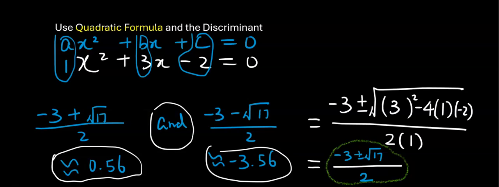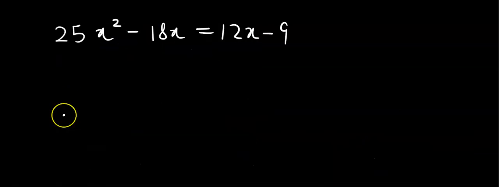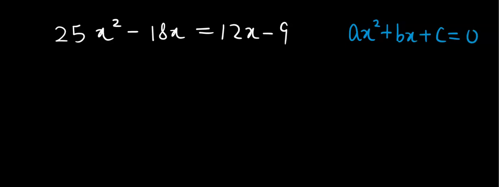This is how we use the quadratic formula to solve quadratic equations that cannot be factored. And do not leave, because we're going to practice more. All right, this one looks a little bit different, but that's okay, because we're going to manipulate it and change it into ax squared plus bx plus c equals 0.